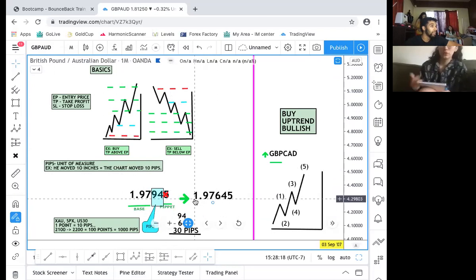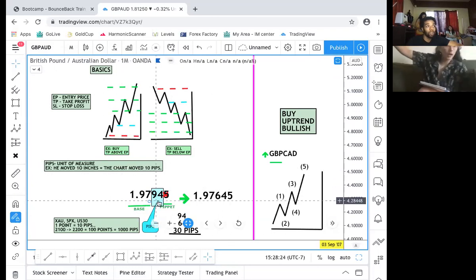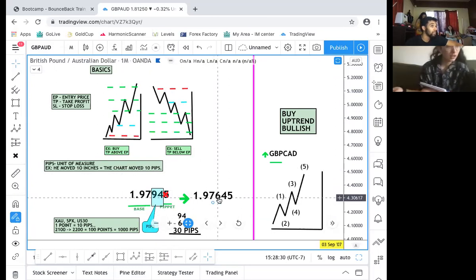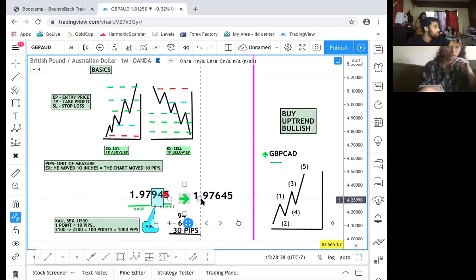What I mean by that is, as you can see, the base is exactly the same, 1.97, 1.97. If the base is exactly the same, all you have to do is subtract the numbers that are different. For example, if this was 1.96645, I would have to subtract 0.9794 subtracted by 0.9664. Does that make sense?